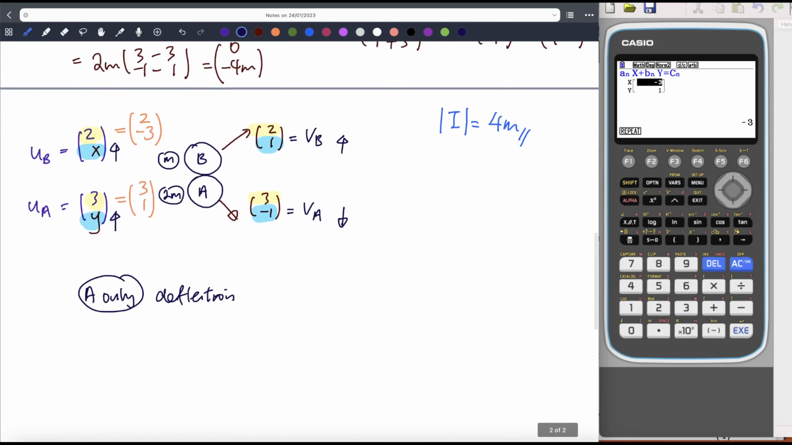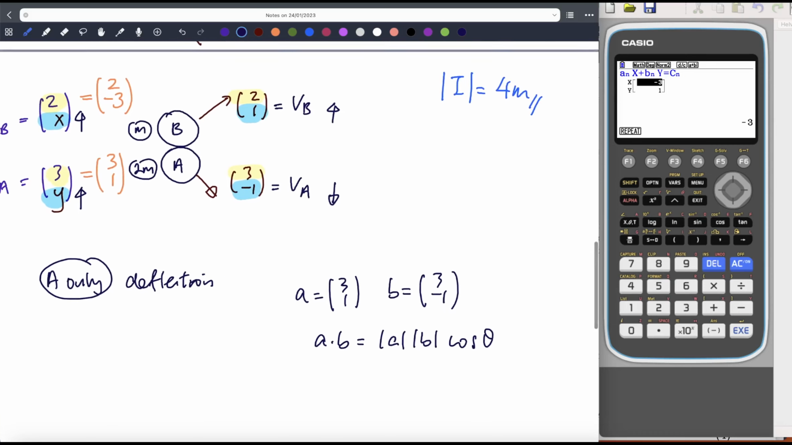The first common method is vector A equals (3, 1), vector B equals (3, -1), and then you can do A dot B equals mod A mod B cos theta. But the problem is, if I use this formula, I can find cos theta, and I will need a way to convert cos theta to tan theta. So that would usually be the longer method.